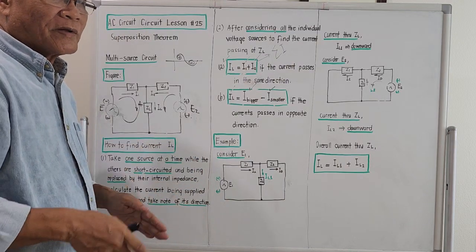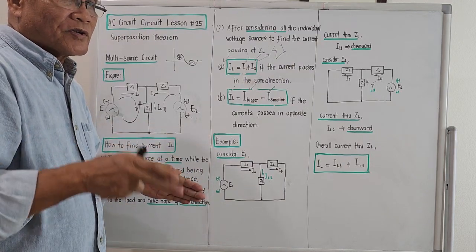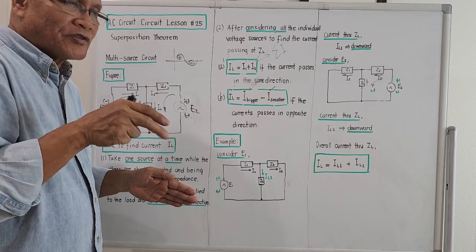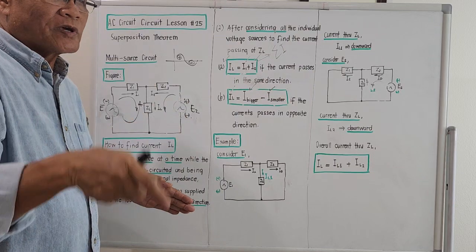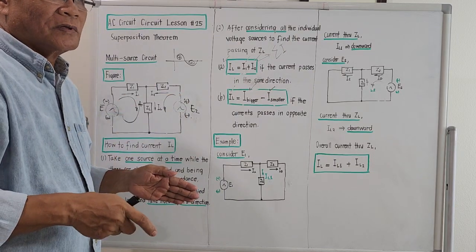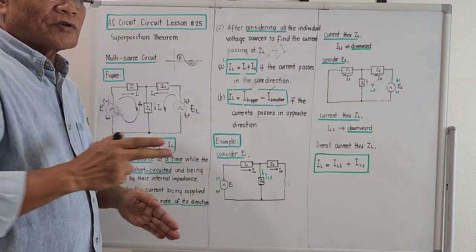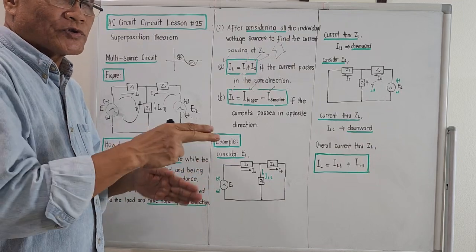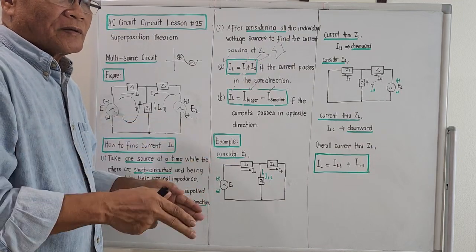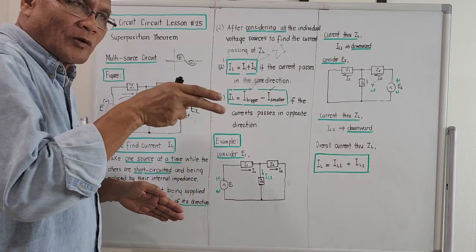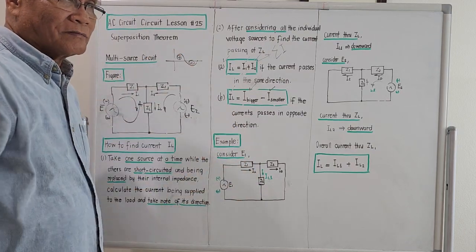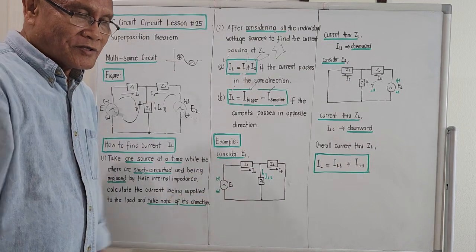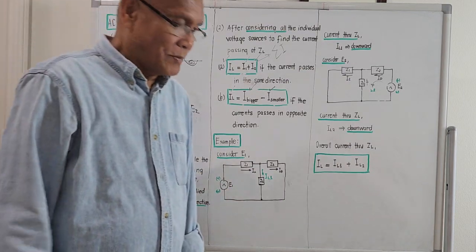Okay, case number 1. If the current passes through the load in the same direction, the total current passing will be the summation of the currents. It should be I1 plus I2. If they are opposite in direction, the net current passing through that load ZL should be the bigger current minus the smaller current. Okay, that's it, guys. That's the superposition theorem.